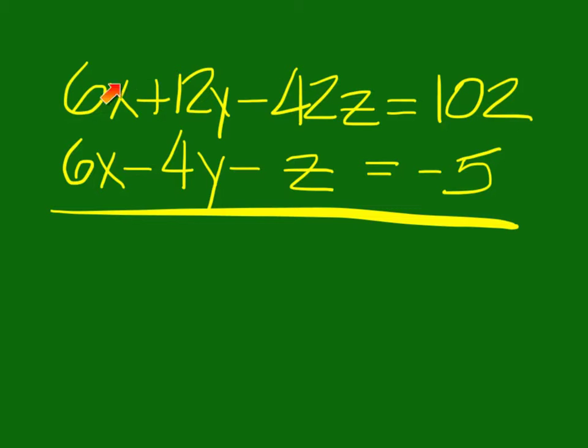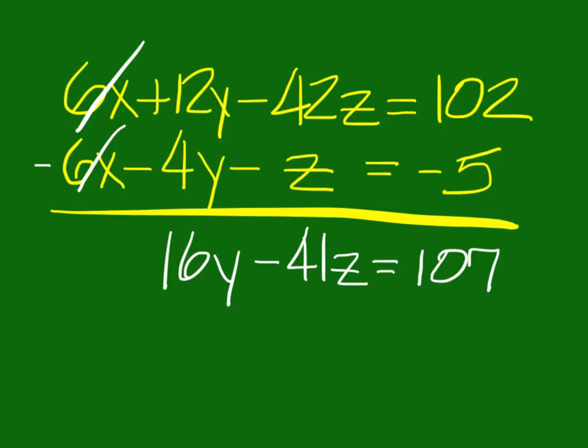And then if you multiply through on the top by 6, you should have 6x plus 12y minus 42z equals 102. And since the 6's are both positive, what operation do you do on that? Yeah, you have to do subtraction. And when you subtract, you should come out with 16y minus 41z equals 107.